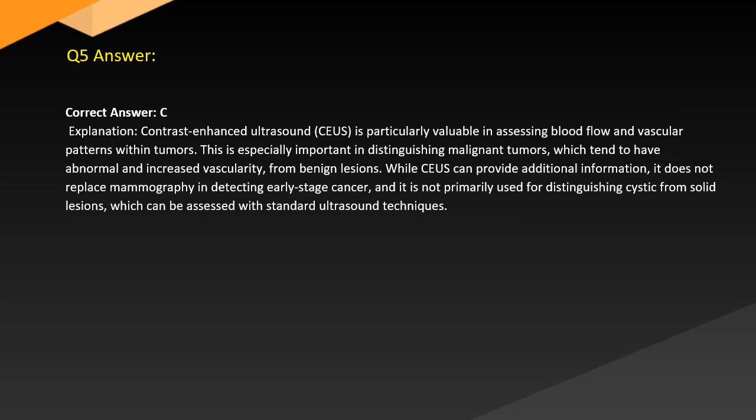Answer. Correct answer C. Explanation. Contrast-enhanced ultrasound (CEUS) is particularly valuable in assessing blood flow and vascular patterns within tumors. This is especially important in distinguishing malignant tumors, which tend to have abnormal and increased vascularity, from benign lesions. While CEUS can provide additional information, it does not replace mammography in detecting early-stage cancer, and it is not primarily used for distinguishing cystic from solid lesions, which can be assessed with standard ultrasound techniques.